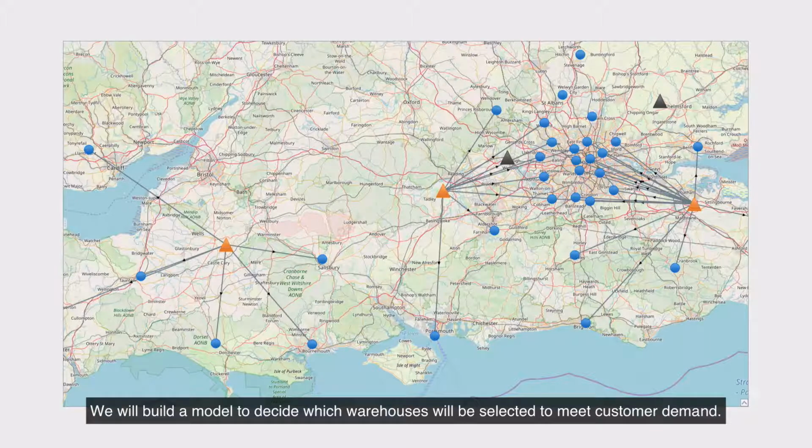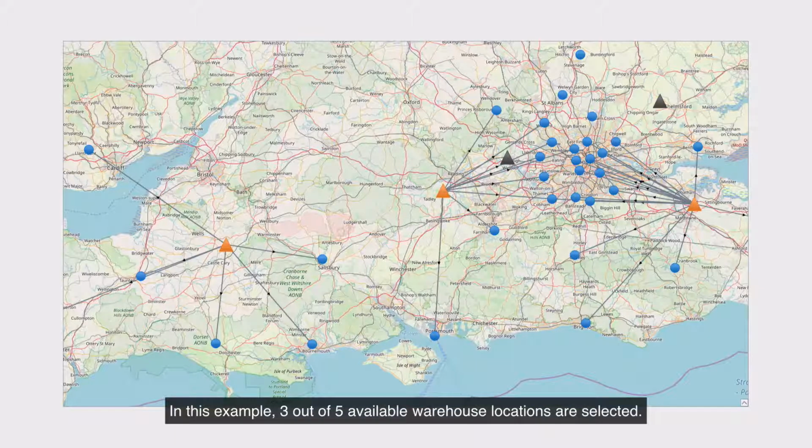At this point, we are ready to address a simple version of the warehouse location problem. We will build a model to decide which warehouses will be selected to meet customer demand. In this example, 3 out of 5 available warehouse locations are selected.